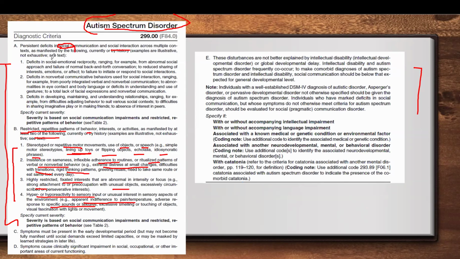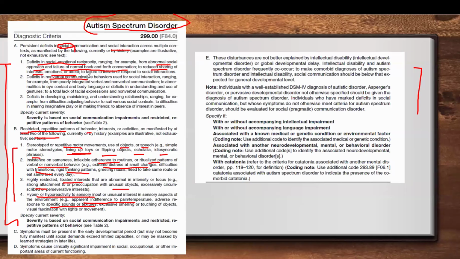Regarding the social one, there are deficits in social emotional reciprocity. Okay, so they have abnormal social approach, failure of normal back and forth conversation. Even if their communication is fine, they're able to speak in full sentences, still they are unable to connect emotionally. They are unable to share their interest, emotions, or affect, meaning mood. And also deficits in non-verbal communication.